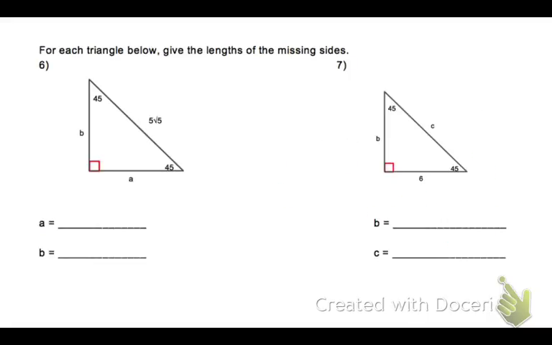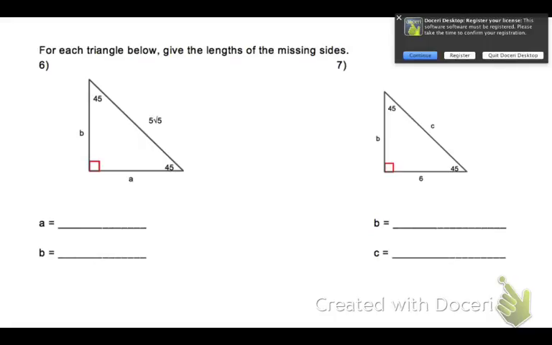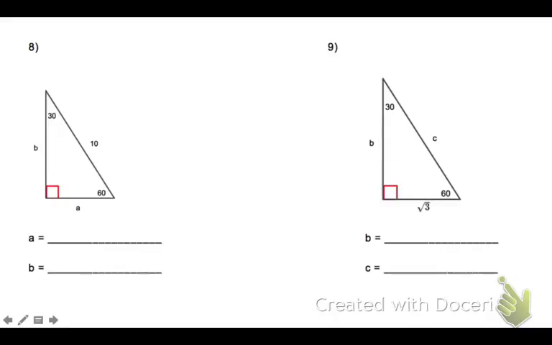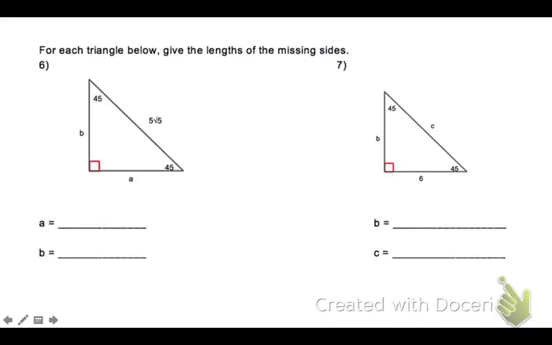Okay, we're going to do 6 and 7 on this same video. Hopefully it won't be too big. Okay, for each triangle below, give the lengths of the missing sides. So you notice this is a 45, 45, 90. So we know these two sides are the same, which is going to make life a little easier.